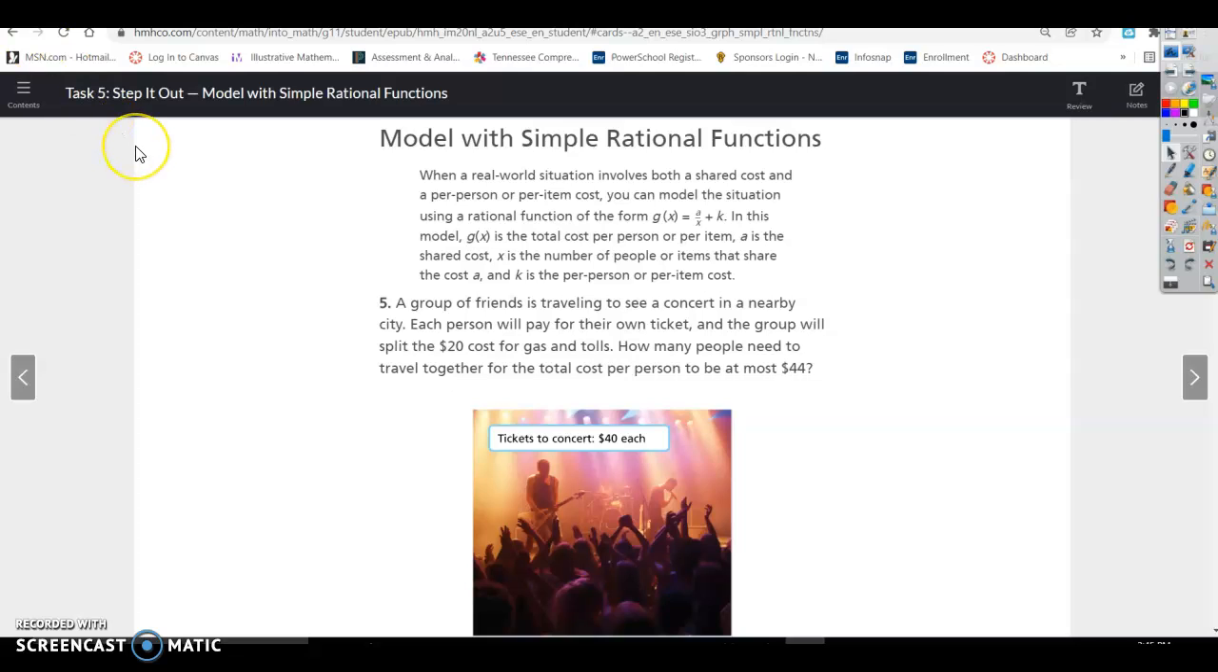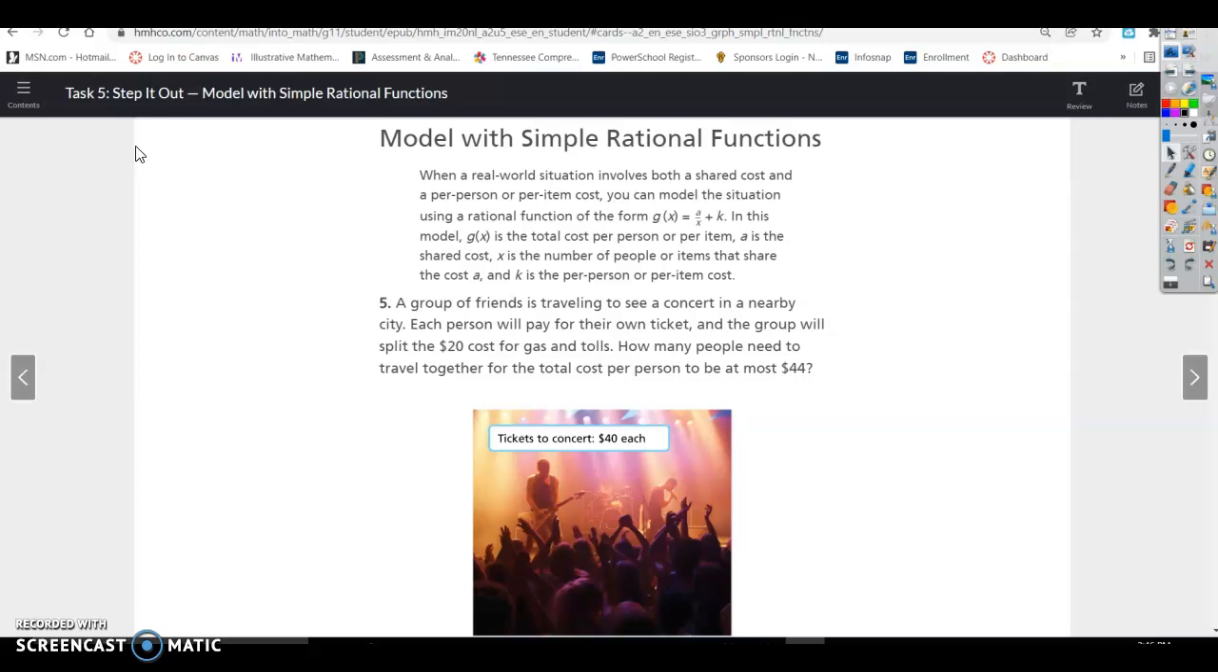Lesson 11.2, Task 5. Model with simple rational functions. When a real-world situation involves both a shared cost and a per person or per item cost, you can model the situation using a rational function of the form g of x equals a over x plus k. In this model, g of x is the cost per person or per item, a is the shared cost, x is the number of people or items that share the cost, and k is the per person or per item cost.